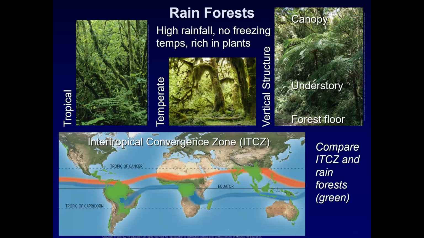But with that, here's a visual on the ITCZ. You can easily compare the location of that and the rainforest in green. So there's a correlation here. By the way, we do see temperate rainforests in the Washington State area. Yeah, we do have it mapped there. Just checking that out.